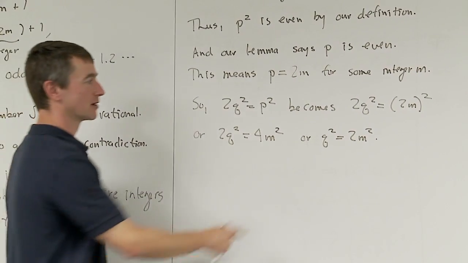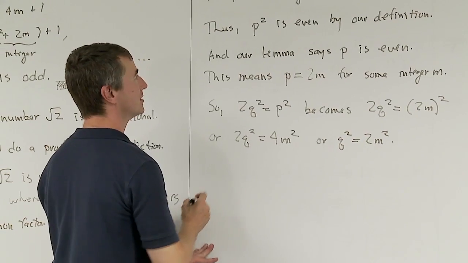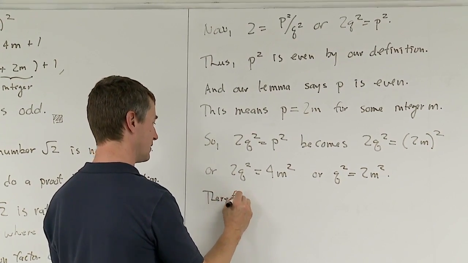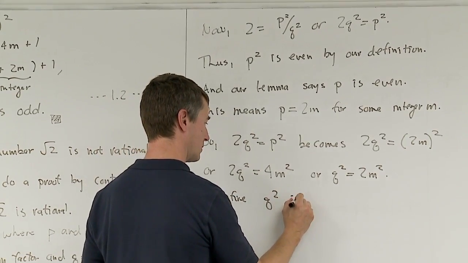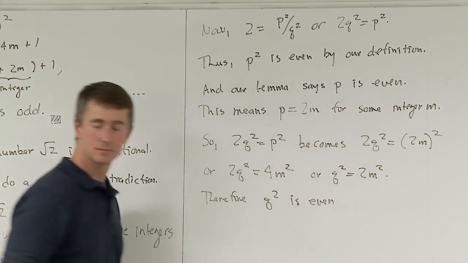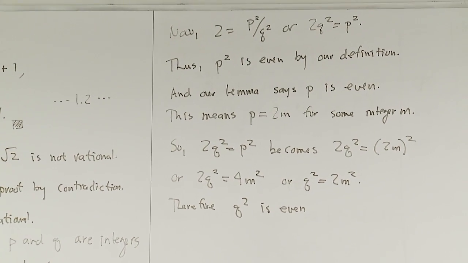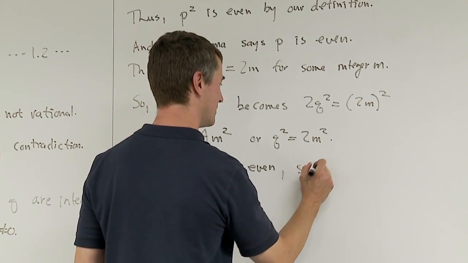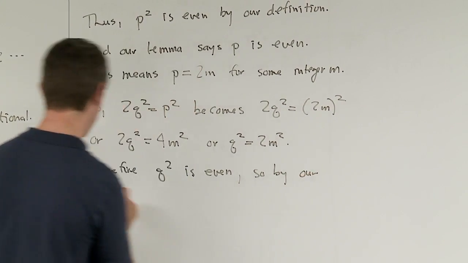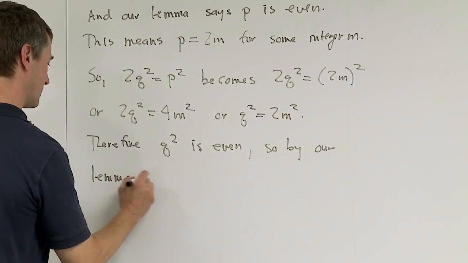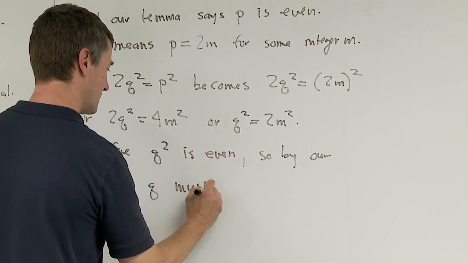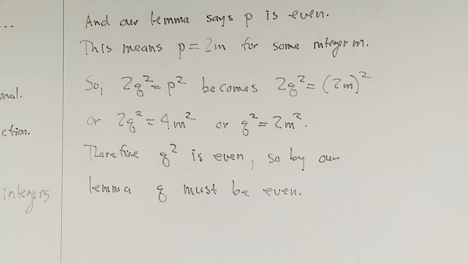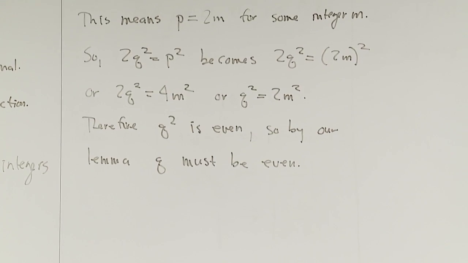Now again, let's follow our nose here. q squared is 2 times some integer. So what does that mean about q squared? q squared is even. And I think we have a lemma about that. Our lemma says that if q squared is even, so by our lemma, q must be even. We've just used our definition of even and our lemma repeatedly in this proof.